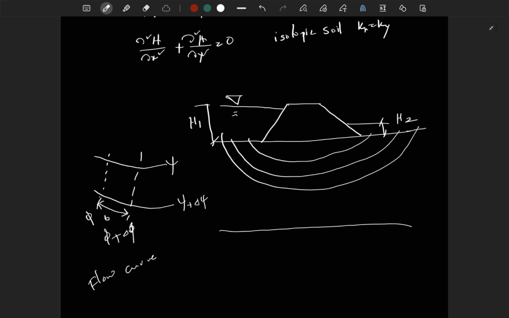Then flow line and equipotential line. This line is a flow line, and this is your equipotential line. Flow lines and equipotential lines are orthogonal to each other. Then the area bounded between two flow lines is called a flow channel.